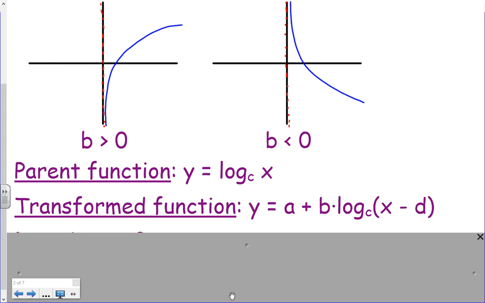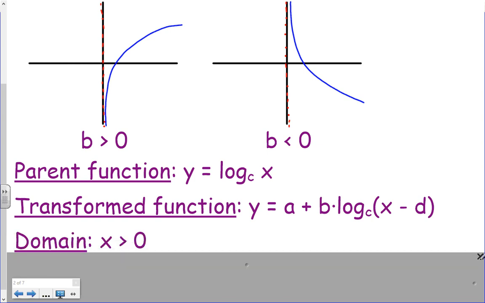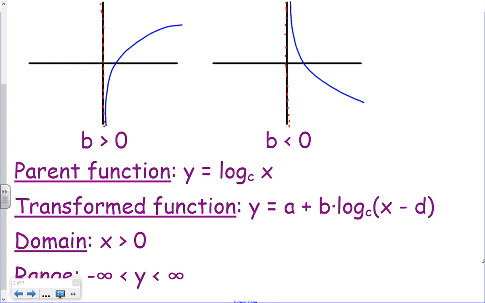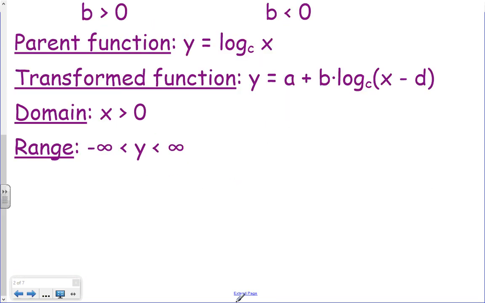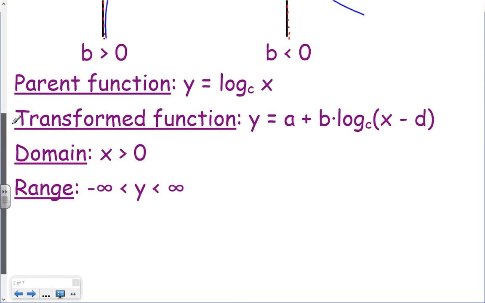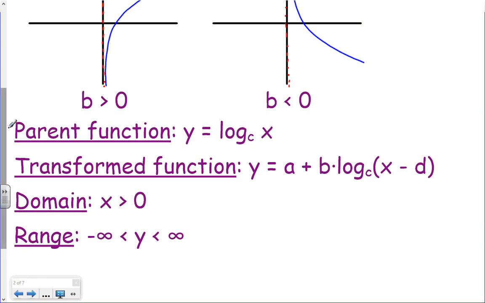The last two pieces of information here are the domain and range. The domain for a logarithmic function, we already mentioned this, and we've used this as we were solving equations that involve logarithms, is that the domain has to be greater than 0. X has to be greater than 0. You can see that from the sketches up above. And the range actually goes from negative infinity to positive infinity. It's all real numbers.